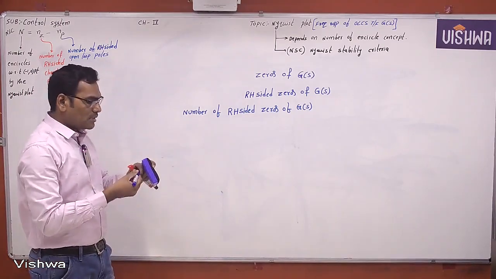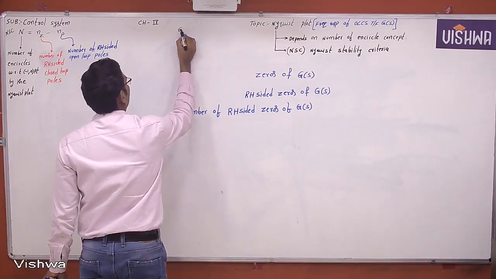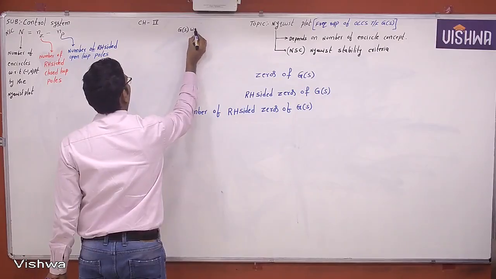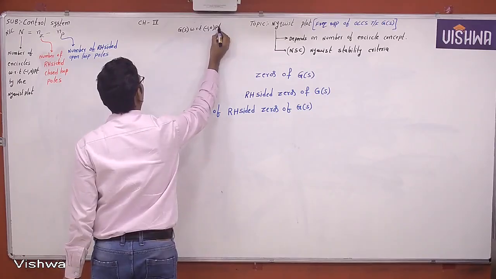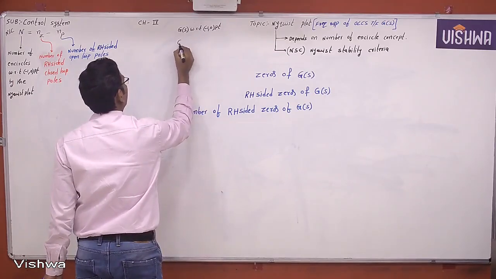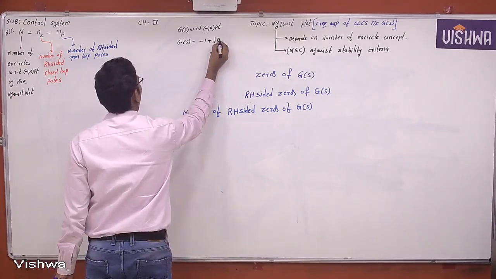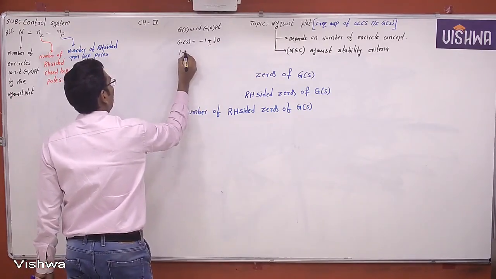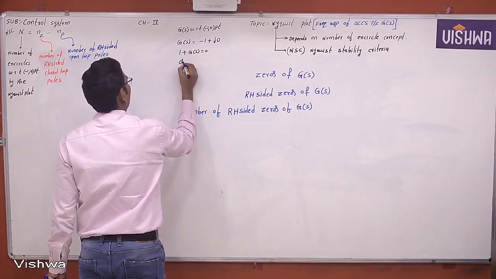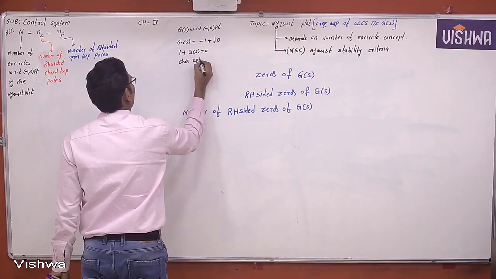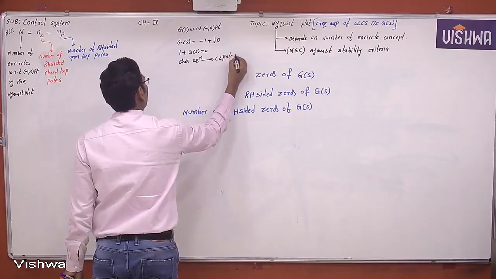But now observe here, listen carefully: whenever G(s) is with respect to the -1, 0 point, what is the meaning of that? G(s) with respect to the -1, 0 point is nothing but G(s) equal to -1 plus j0. If you bring it to this side, 1 plus G(s) equals 0. This is nothing but the characteristic equation, which completely deals with closed loop poles.